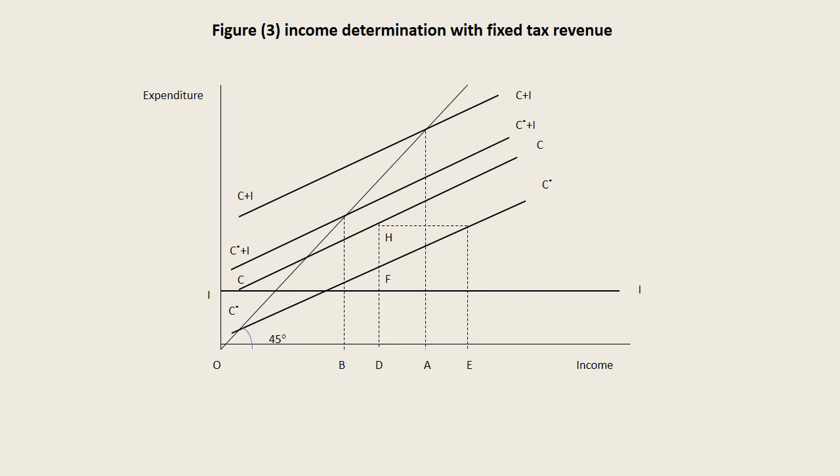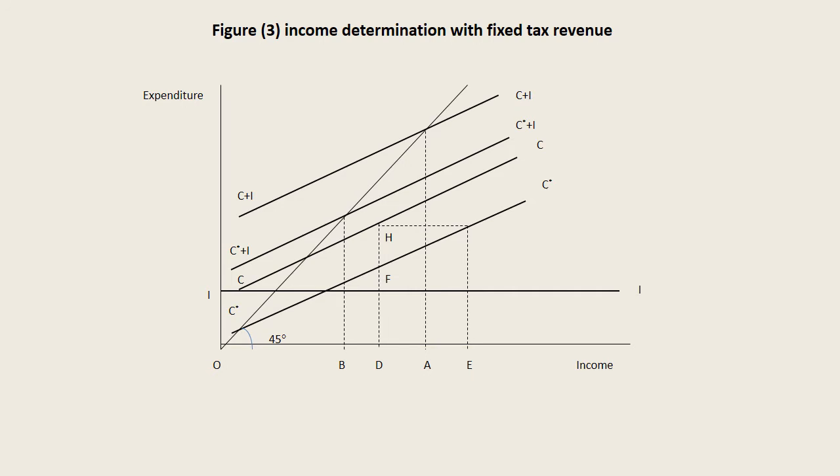Now we consider the case after government decides to impose a lump sum tax. In this case, II isn't affected at all, but the consumption function is affected. The consumption function moves down from CC to C star. The vertical distance between the two lines is the decrease in consumption as a result of imposing the lump sum tax. Accordingly, total expenditure also decreases from C plus I to C star plus I. The difference between the two lines represents consumption also.